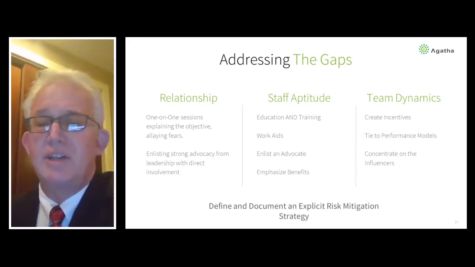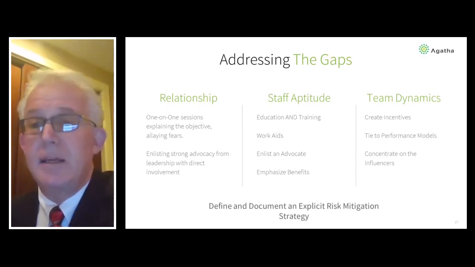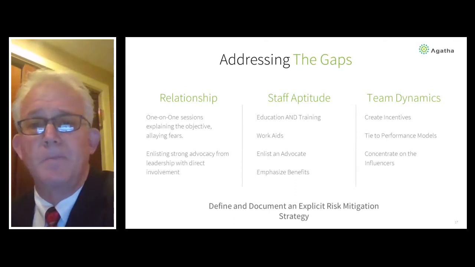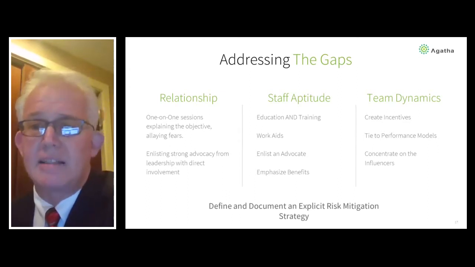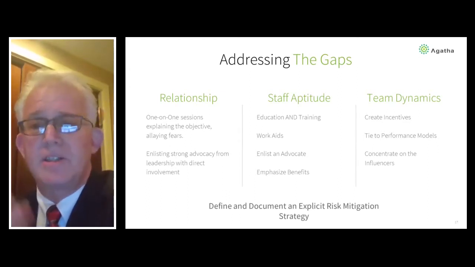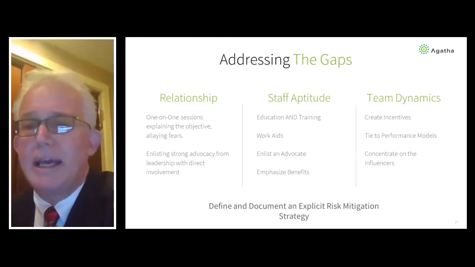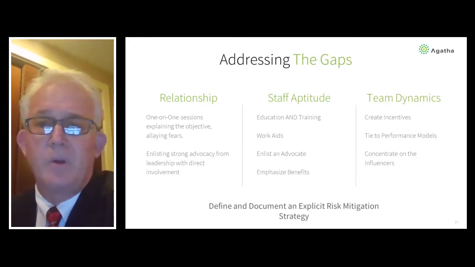So obviously, if staff aptitude is a concern, I'm mentioning here education and training. Why both? Training to me is the keystroking. You need to make everyone comfortable. But education is the why are we doing this? Come onto our side, buy into the concept of what we're trying to do and the benefits. So there's an education part of gaining buy-in and then training. There's work aids. There's work aids like quick start guides, mini videos, etc.